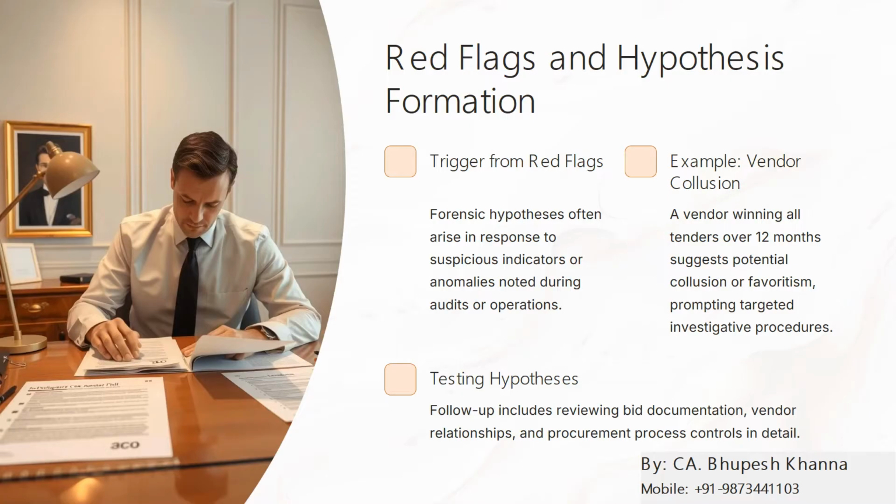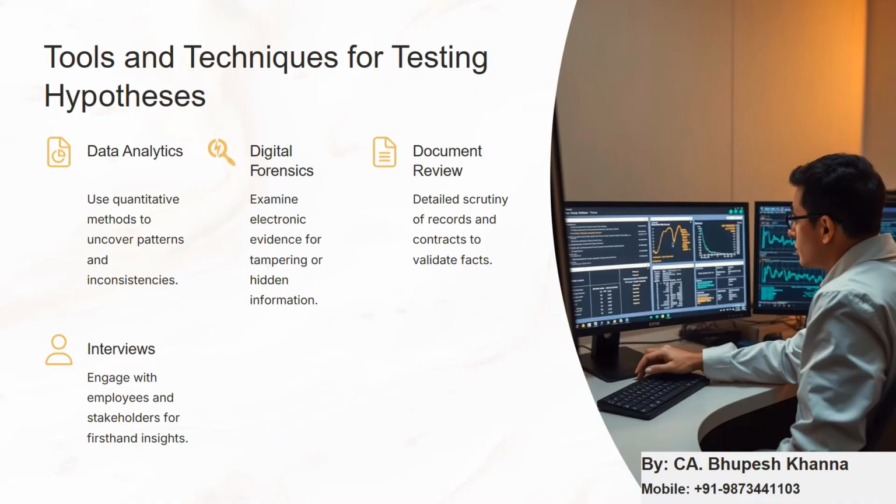Next is red flags and hypothesis formation. Red flags often serve as a trigger for hypothesis development. Example: red flag: a vendor has won all tenders in the past 12 months. Hypothesis: there may be collusion or favoritism in the procurement process. From there, procedures would be developed to test this hypothesis, such as reviewing bid documentation or analyzing vendor relationships.